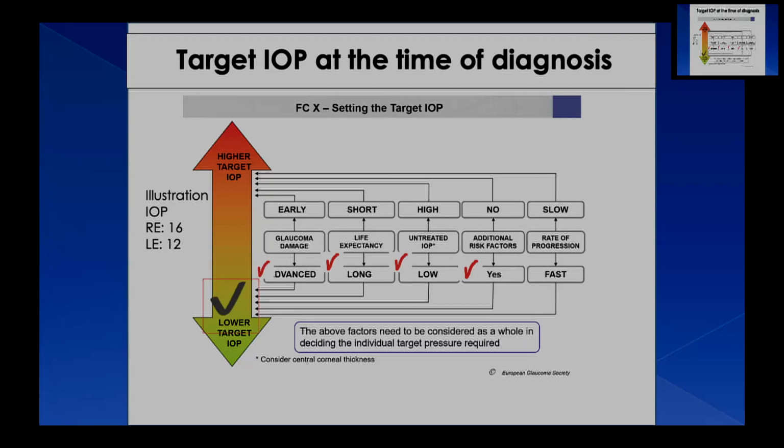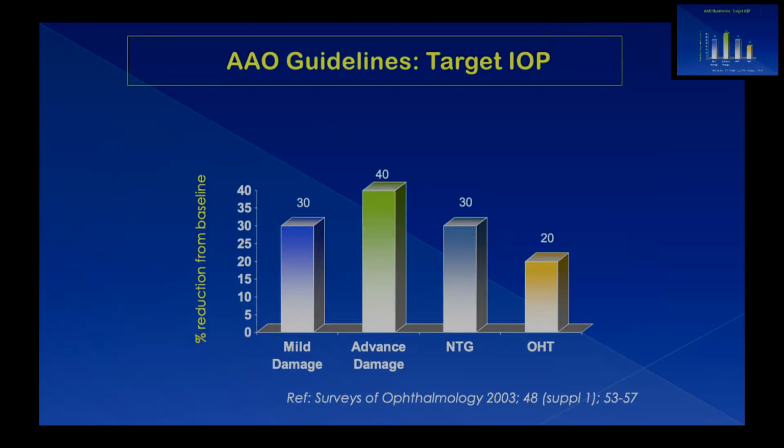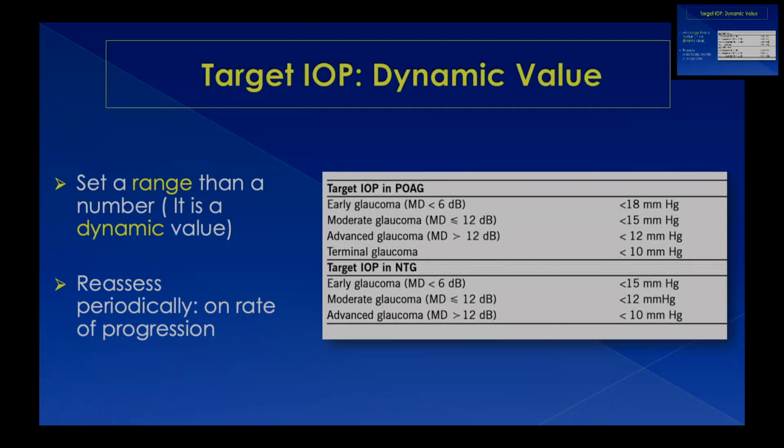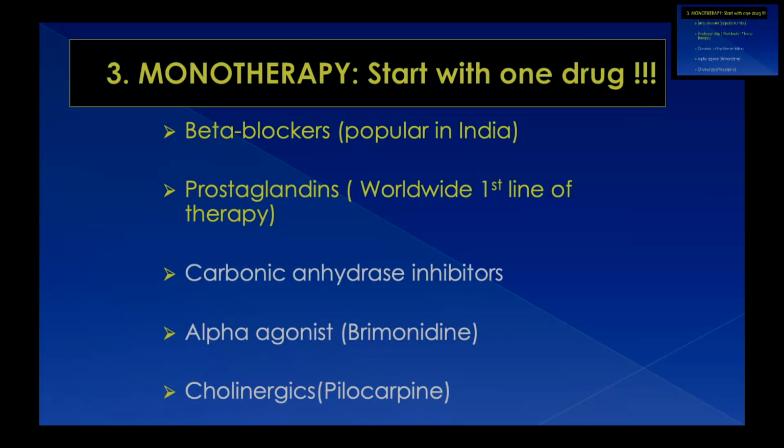When we were postgraduates, this is the chart we used to use. Even now, this is very relevant. When you're starting your treatment in advanced glaucoma, a 40% reduction. In moderate to mild glaucoma, 30% reduction is generally what we aim at. But this is just for starting the treatment. Over time, based on the rate of progression, whether the patient is stable or not, you have to keep reassessing your target intraocular pressure. So we always have to remember target IOP is a range and it's a dynamic value. You have to keep resetting every 4 to 6 months based on the response of your therapy.